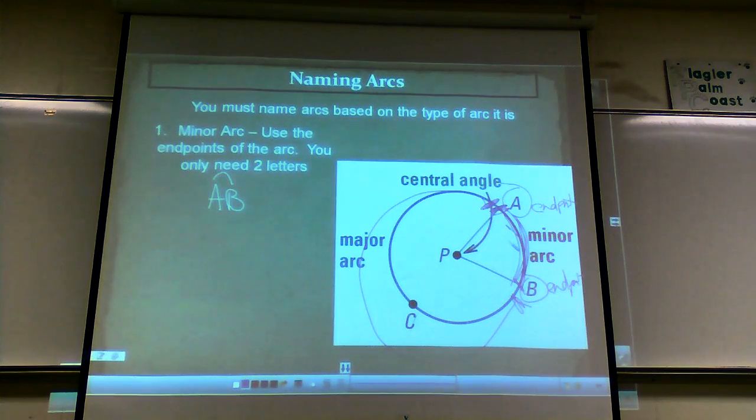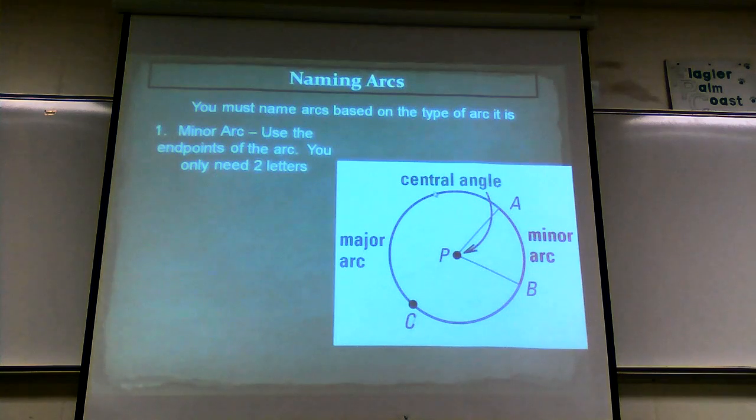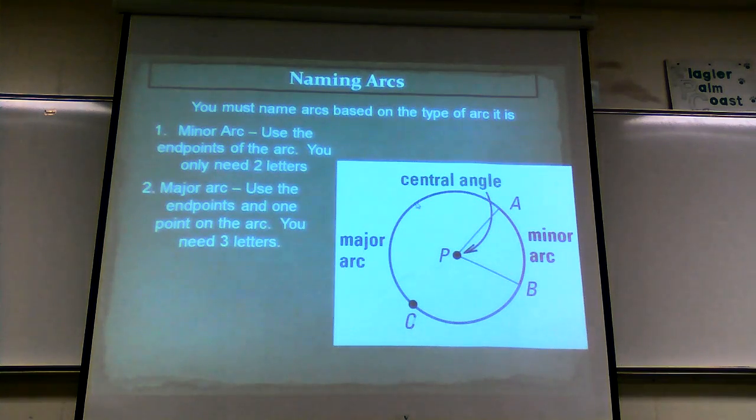The way you decipher between them, or the way you show someone that you're talking about a larger arc or a smaller one, is that when you do major arcs, you pick one other point that's on it, and you stick it in between the endpoints. Like in this case, C is also on there. So if I was naming that one, I'm going to name it ACB or BCA. The order of the endpoints doesn't matter.